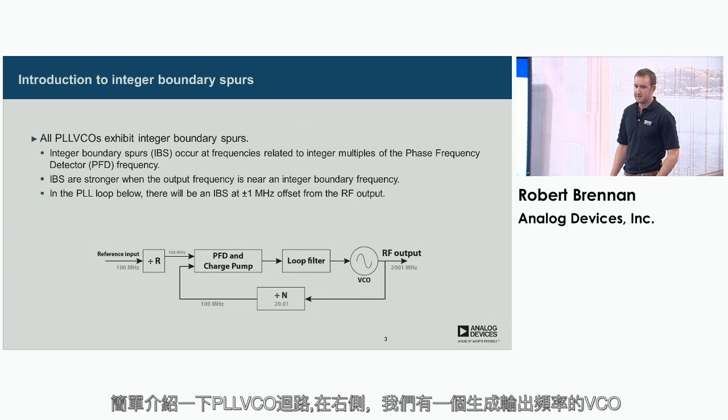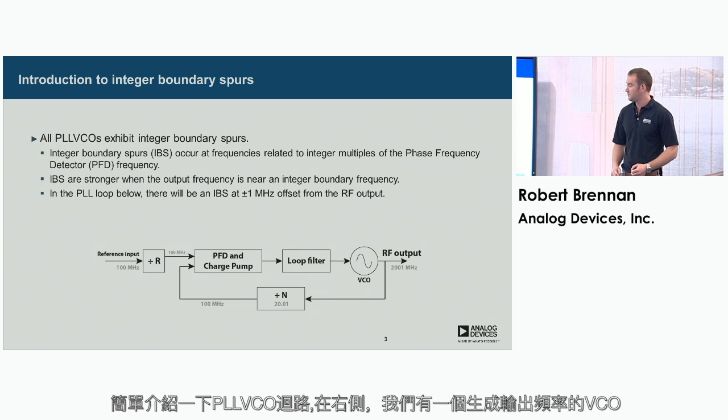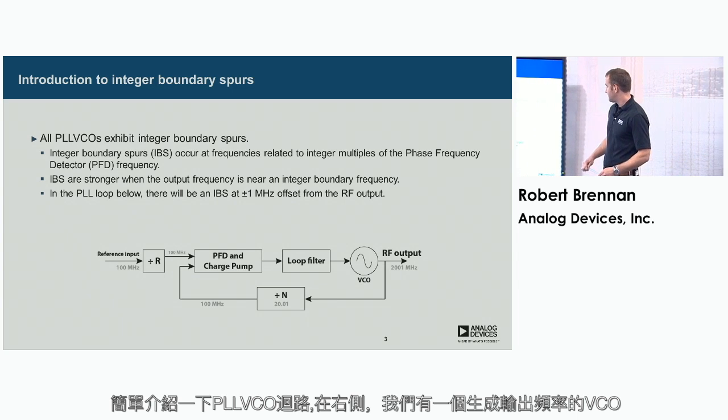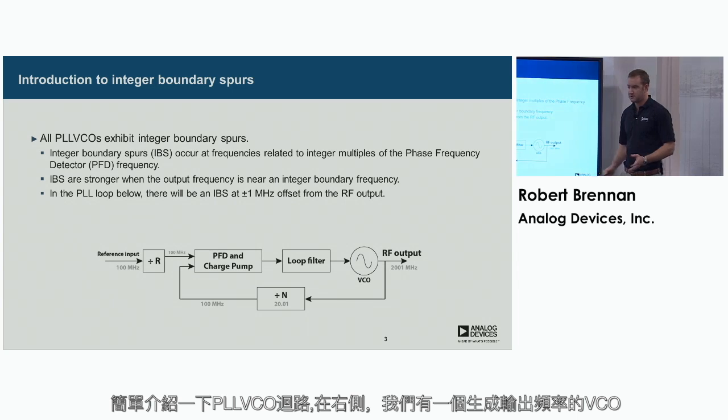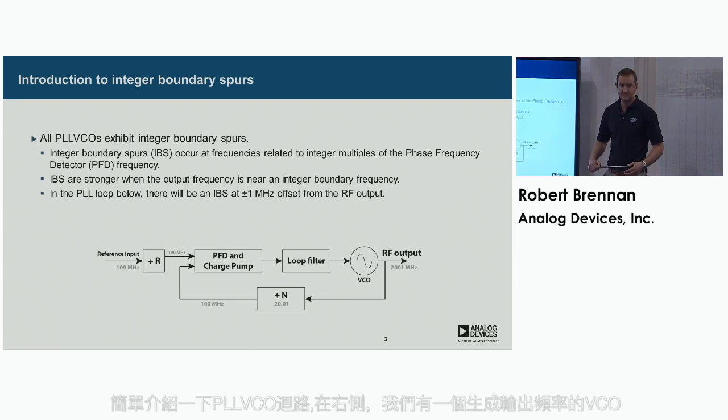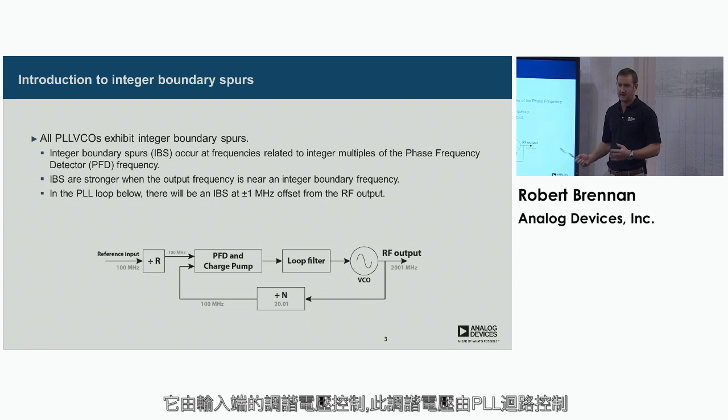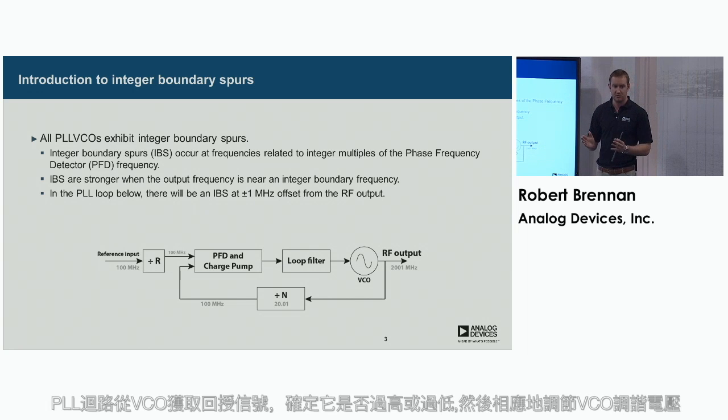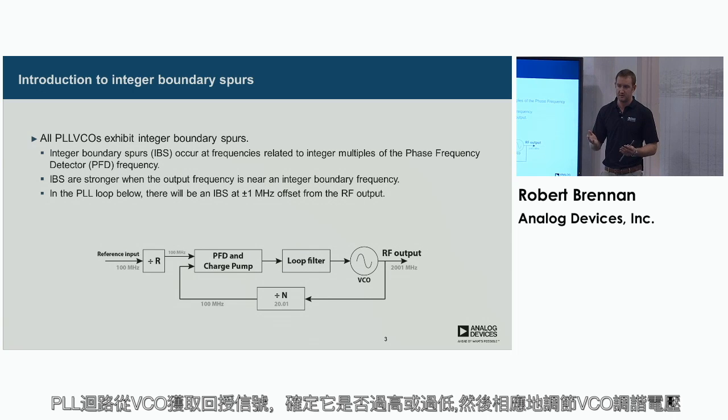So just a simple introduction to a PLL VCO loop. On the right, we have a VCO which generates an output frequency. It's controlled by a tuning voltage on the input. This tuning voltage is controlled by a PLL loop, which takes the feedback from the VCO, decides if it's too high or too low, and then tunes the VCO tuning voltage accordingly.